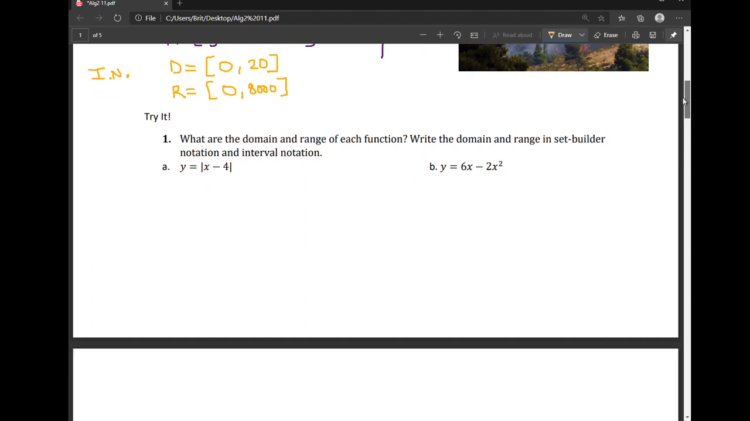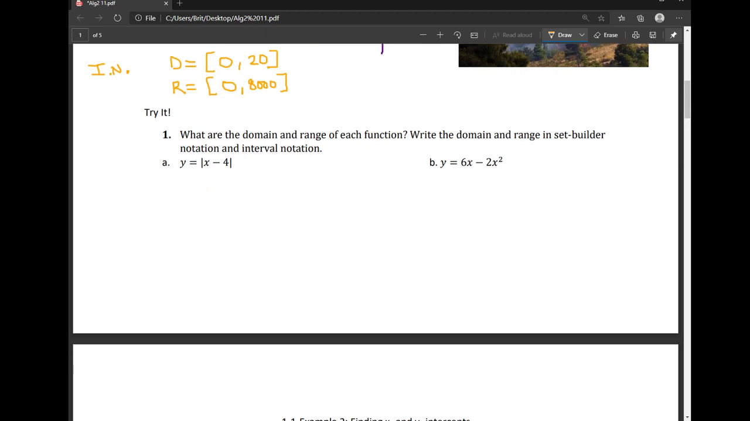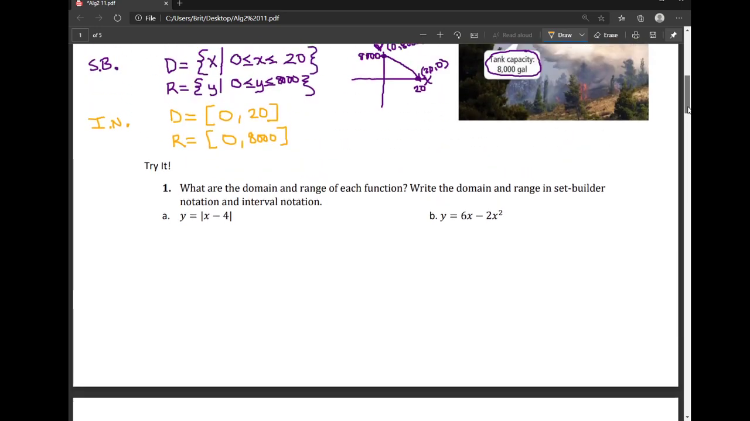So then we get to this try it. Alright, so for this try it, what I recommend doing is actually graphing these functions. Did I put graphs? I didn't put graphs, so we're going to graph them.